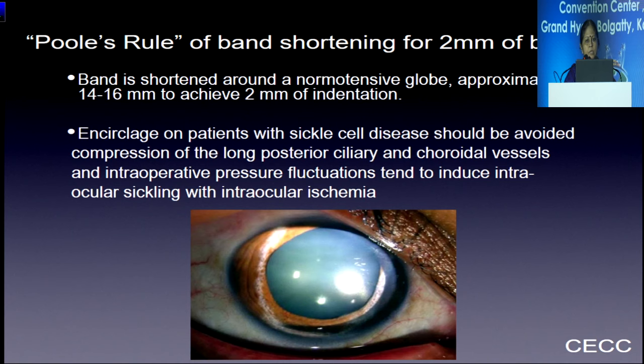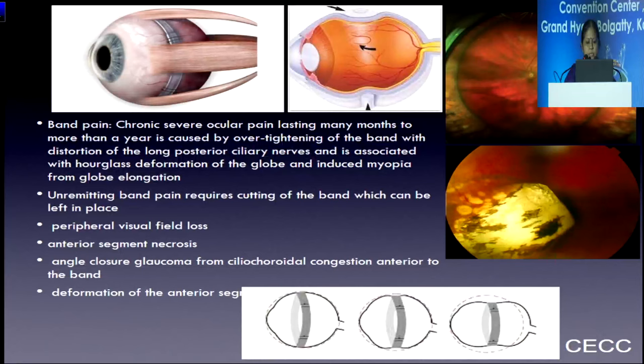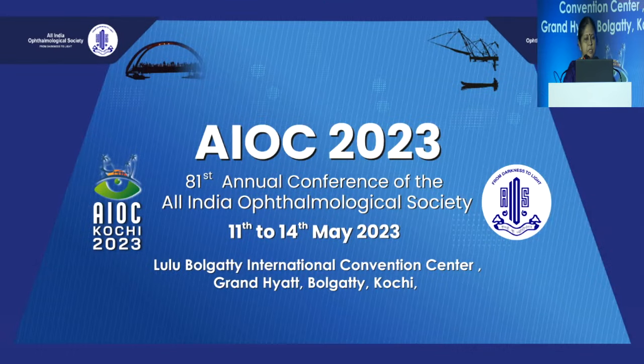Now, with the advent of vitrectomy, scleral buckling is a procedure which has become almost obsolete, and we rarely see this complication. This can also cause severe band pain in the patient, a chronic aching kind of pain at the back of the eye, which sometimes necessitates that you cut the band and leave it back in the eye. So these are some of the anterior segment complications that can occur in posterior segment surgery, and I thank you very much for your patient hearing.